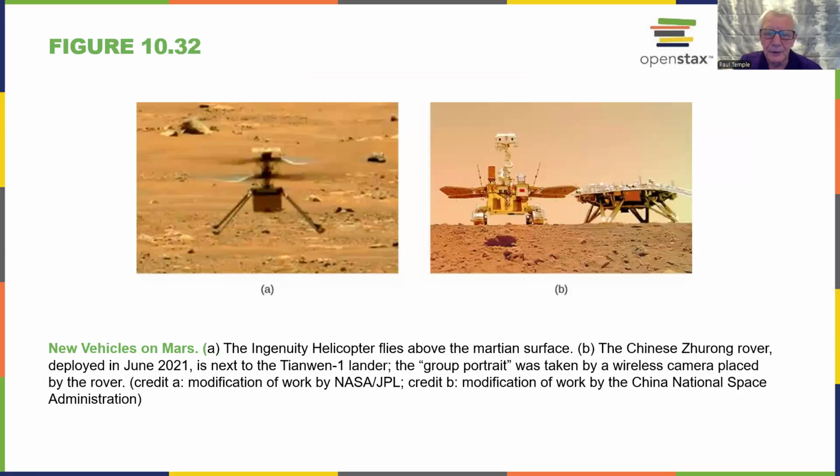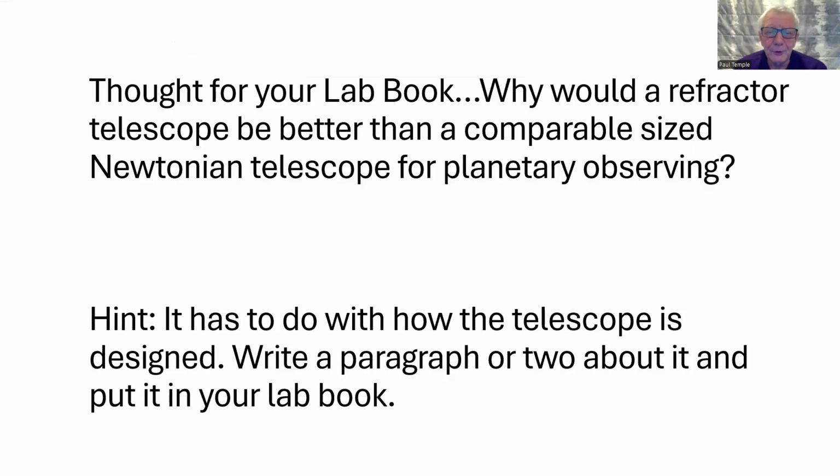This is the Ingenuity helicopter. They just decommissioned that not too long ago. And then the Chinese Zhurong rover deployed in June 2021 is next to the Tianwen-1 lander. And these were taken by a wireless camera placed by the rover. So the rover went out, put down a thing, then went back to get a selfie. How cool is that? So this is for your lab book.